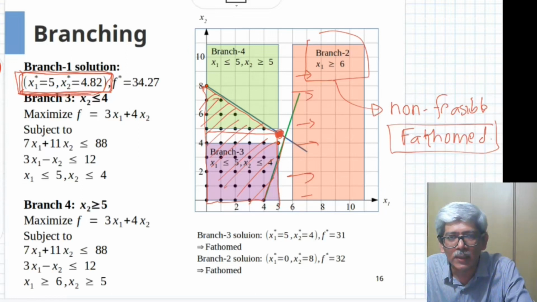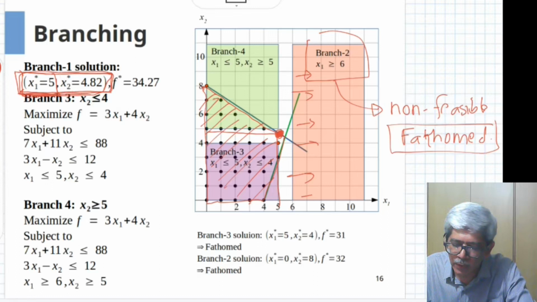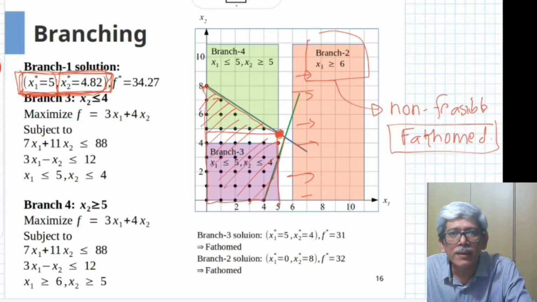The solution is feasible and all variables are not integer. So we have to further branch it. So in this case, x1 is already integer. So no need of branching on that particular variable, but we need to branch on x2. So x2 will branch again on the left side and the right side of this particular variable.